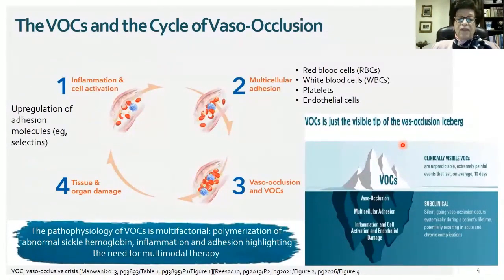As you're all aware, the pathophysiology of vaso-occlusive crisis is multifactorial. It's not just straightforward polymerization of abnormal sickle hemoglobin. It's inflammation, adhesion, and all of this is important in highlighting the need for multimodal therapy in tackling this disease, and VOC in particular. Looking at the VOC and the cycle of vaso-occlusion, it starts with upregulation of adhesion molecules, and selectins are very important, particularly P-selectin. Inflammation and cell activation lead to multicellular adhesion of all blood elements and endothelial cells, going to vaso-occlusion and tissue and organ damage.